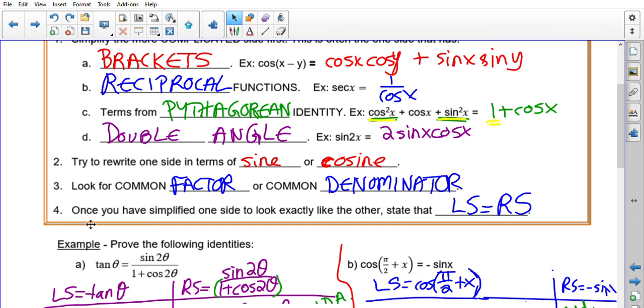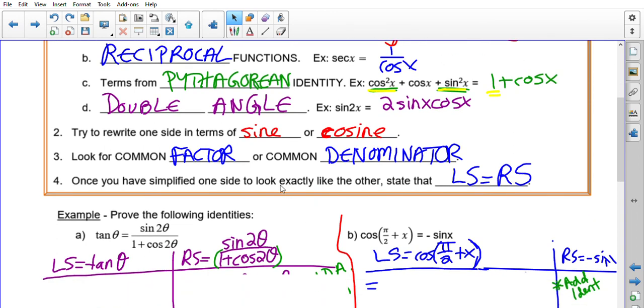Once you have simplified one side to look exactly like the other, then you have to state that left side equals right side, or else your proof is not complete. So you have to put that in there. And remember, this is kind of a nice question because you already know what the answer should be. So it's just a way of finding the pieces to rewrite it to become that answer.